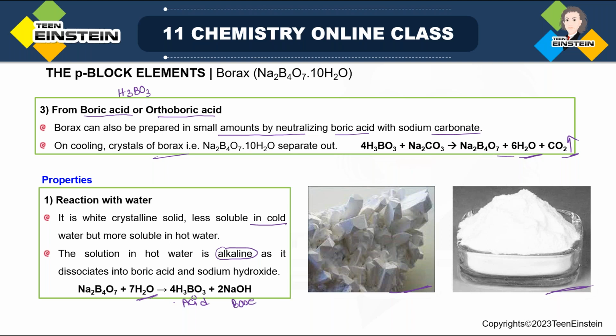It is because though we are saying H3BO3 acid, it is not at all a very strong acid, it is very weak. With respect to the NaOH, which is very strong, that is why ultimately the solution after reaction, that is the solution of Na2B4O7 in hot water, will be alkaline, and this nature is because of the formation of sodium hydroxide.